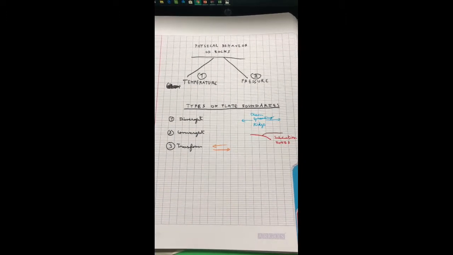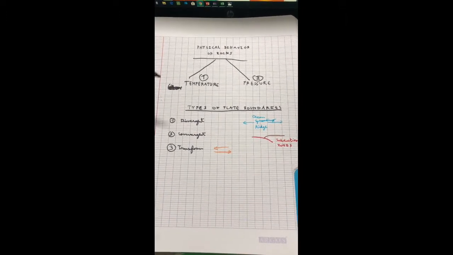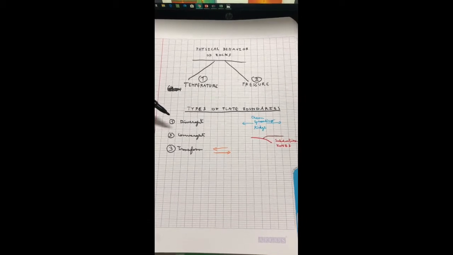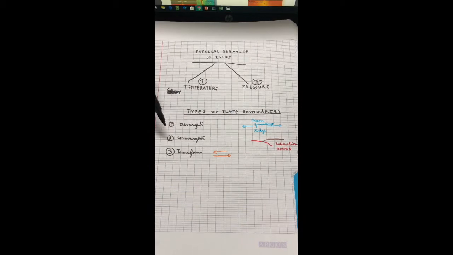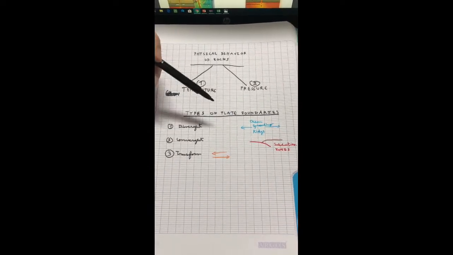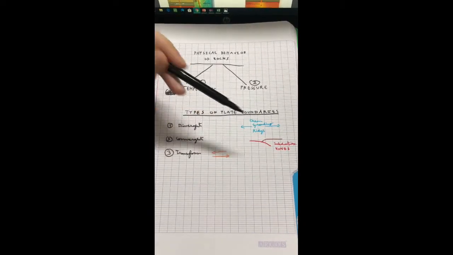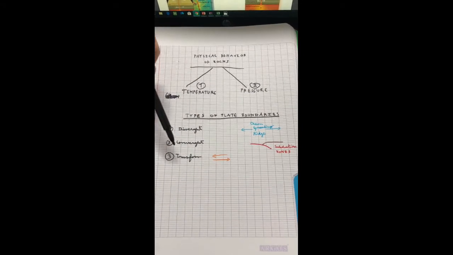There are 3 types of plate boundaries. We have the divergent plate boundaries like ocean spreading ridges, convergent plate boundaries like subduction zones, and transform boundaries.